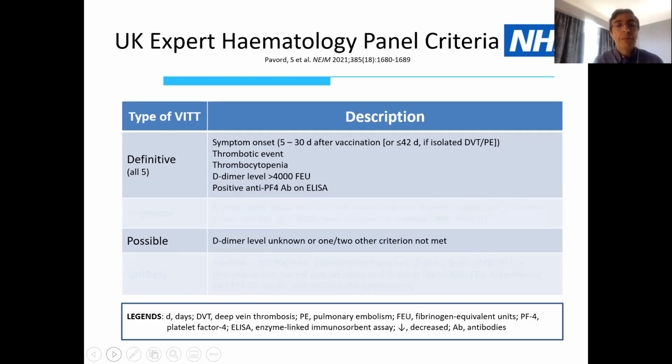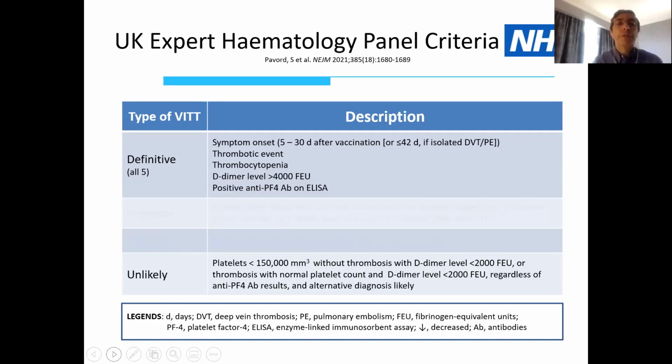And next slide, please. It would be considered unlikely if, even though you still had a platelet count lower than 150,000, it would be in the absence of thrombosis, or with a D-dimer that was not so elevated, or the thrombosis would have occurred in the absence of thrombocytopenia, regardless of the HIT screening assay diagnosis. Next slide, please.